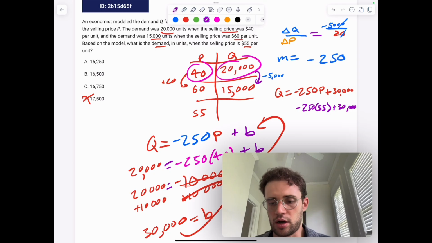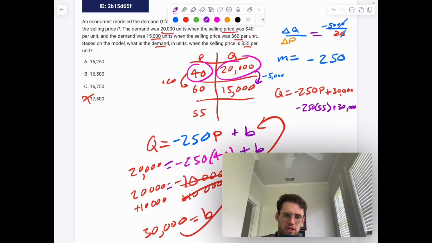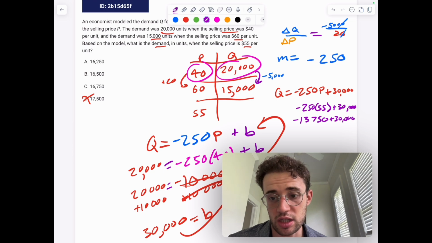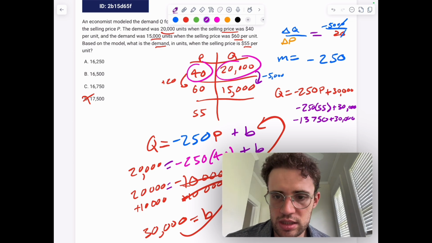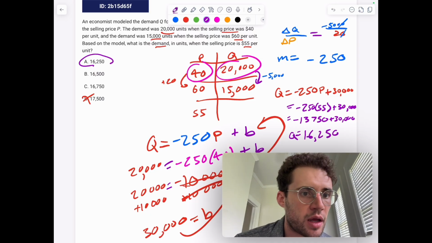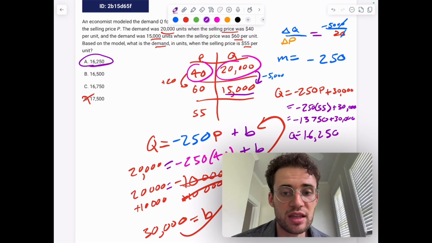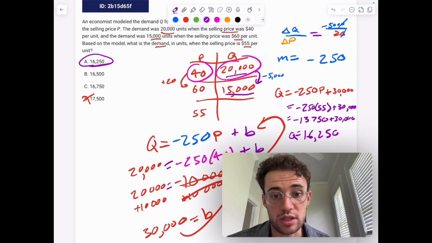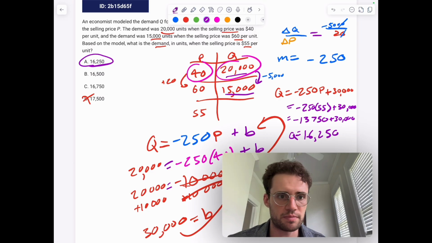I'm just going to use my calculator here. We've got 250 times 55 is 13,750. So we have negative 13,750 plus 30,000, which is essentially just 30,000 minus 13,750. And that gives us that the quantity demanded is equal to 16,250. And again, that makes sense. It's closer to 15,000 than it is to 20,000, which is what we would want. If it's 55, it's closer to 60 than it is to 40, and it's a linear relationship.